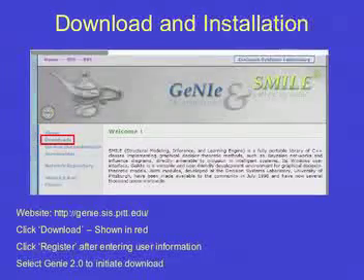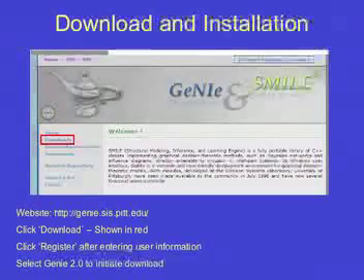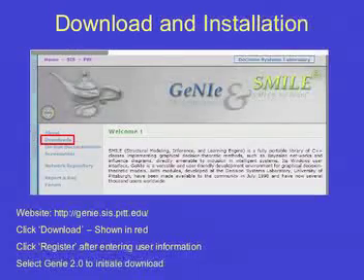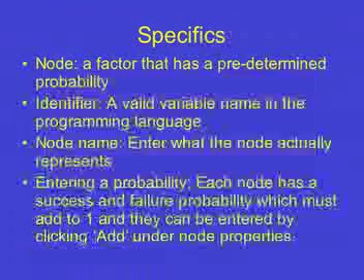The download and installation of Genie consists of going to the website listed on the screen and clicking download, which is shown in red. Then click register after entering basic user information and select Genie 2.0 to initiate download.